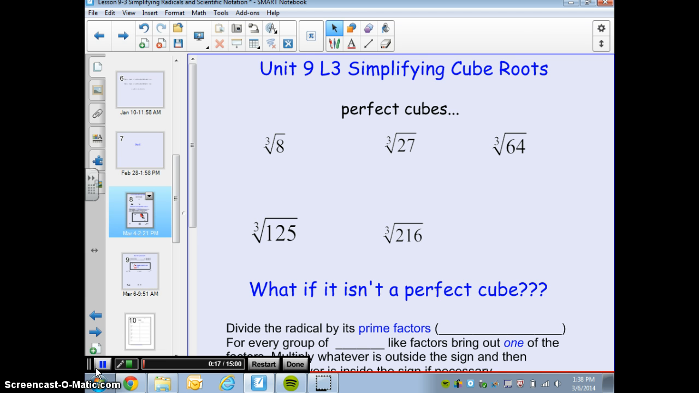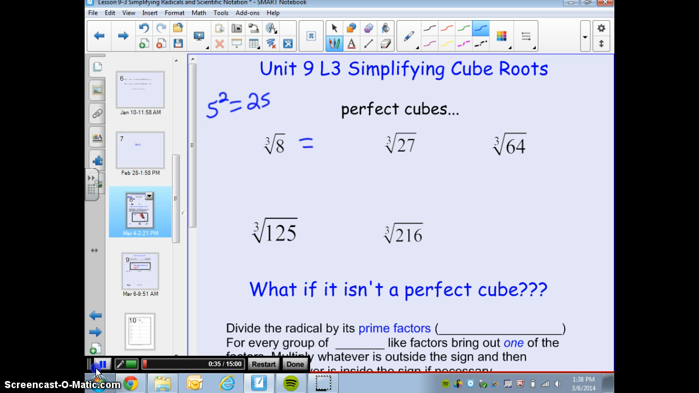So for instance, 5 squared was 25, right? 25 is a perfect square. You could also say 16 is a perfect square, or 9. With perfect cubes, it means that we're multiplying a number times itself 3 times to get a perfect cube.